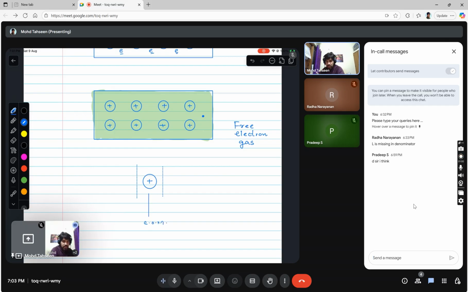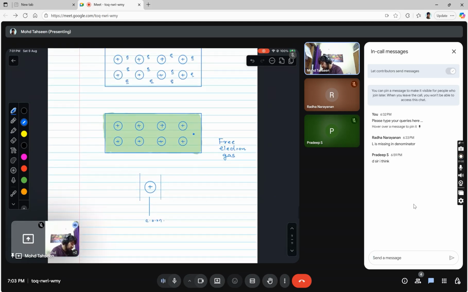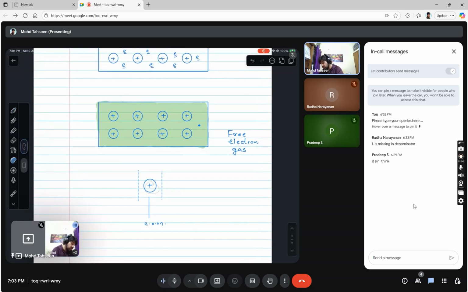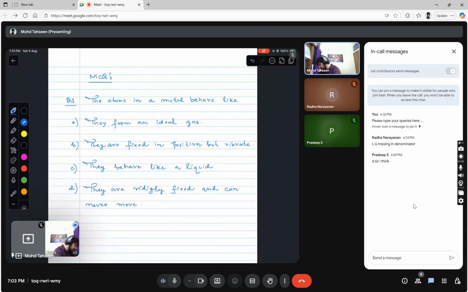So atoms can only vibrate about their fixed position. The mean position is fixed, but they are not rigidly fixed. Rigidly fixed means if they are here, they will continue to be here. They will not rotate, they will not vibrate, they will not do anything. Okay, so the correct answer for this question is option B. They are fixed in positions but vibrate about their mean position.